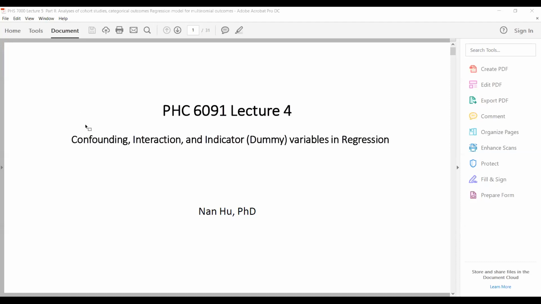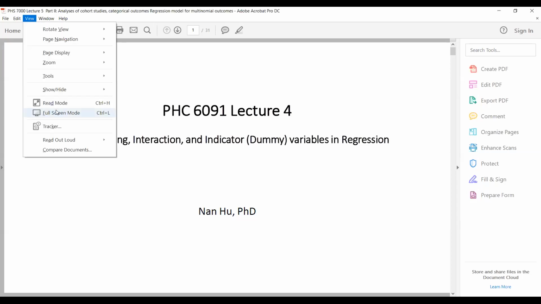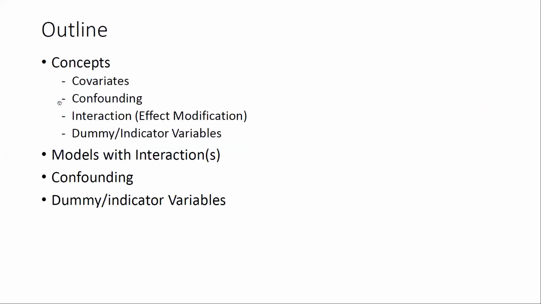So we'll talk about confounding, interaction, and indicator or dummy variables in regression analysis in this specific lecture. So here's the outline of this lecture. First of all, I will talk about the concepts in biostatistics and epidemiology regarding covariates, confounding, interaction or effect modification, and dummy or indicator variables.